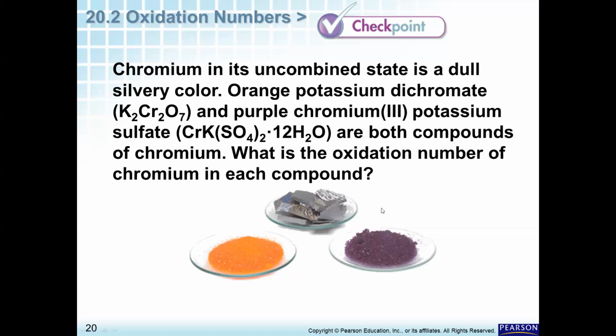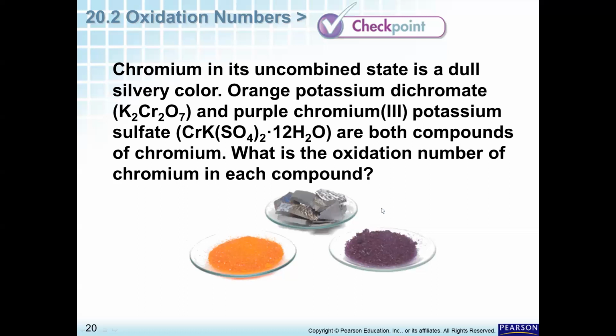So the Cr2 must have a positive oxidation number, I'm sorry, of +12 to balance the -12. There are two of them, which means each one of them is +6. That's the way we determine the chromium in this potassium dichromate.